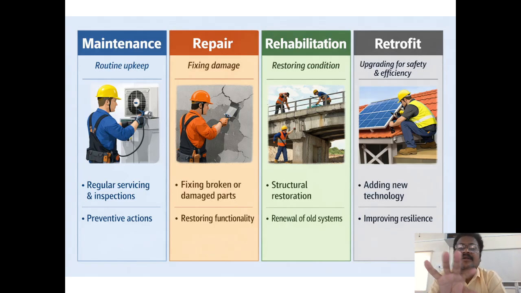Here everyone will notice four important diagrams. Through these diagrams, you would be able to understand the difference between maintenance, repair, rehabilitation, and retrofitting. Maintenance comes under the category of preventive actions, for which we have to do regular servicing and inspections. Repair, in the sense, is fixing the damage. It means repairing that particular specific area, and what is the end result? That infrastructure may restore its function as its original function.